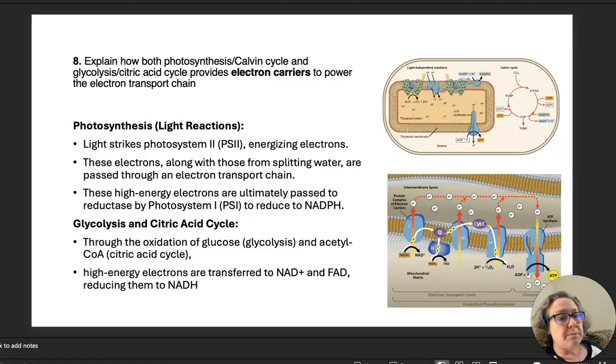Okay, explain how both photosynthesis and glycolysis provide electron carriers. Do you get the sense? I want you to understand that a lot of these questions are comparing and contrasting what we learned about animals to what we learned about plants, because it's just sort of the reverse. One is creating the glucose, one is breaking it down.